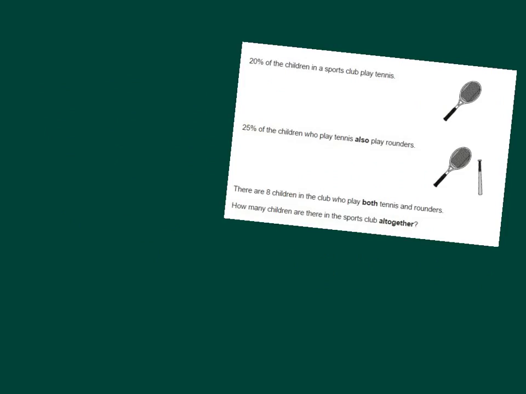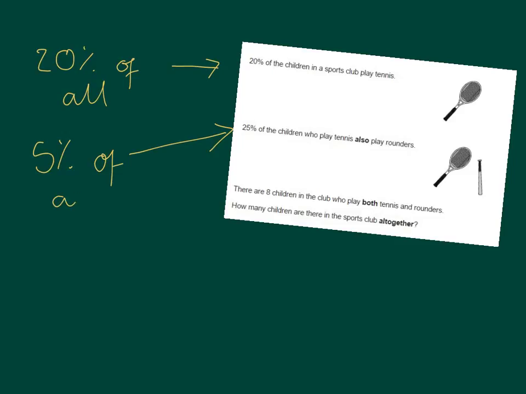Okay, so this one gets a little bit harder, I suppose. Talks about 20% of the children in a sports club playing tennis. That's 20% of the whole. I'll just jot that one down here. So 20% of all the children. Then it tells me 25% of those who play tennis also play rounders. So that's not all the children, is it? That's just 25% of children who play tennis. 25%, that's a quarter. So 25% of 20%, or a quarter of 20 is 5. So what we're actually looking at here is 5% of all the children.